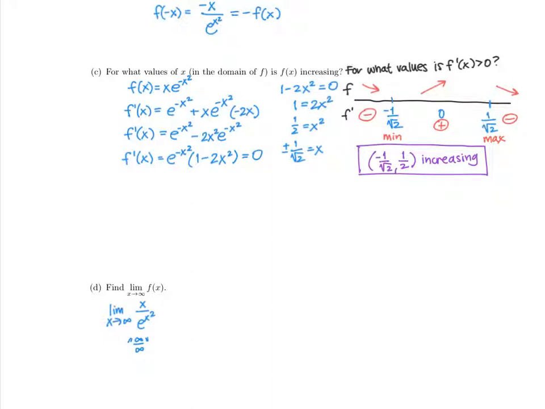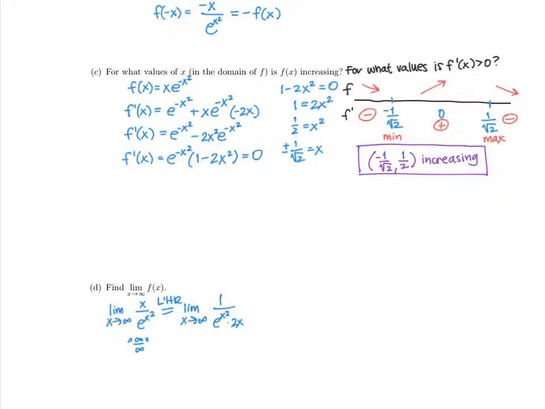So this means that the limit as x approaches infinity of x over e to the x squared will be equal to the limit as x approaches infinity of the derivative of x over the derivative of e to the x squared. It's really important to realize that those limits are equal, not that the limit is equal to the derivative of x over the derivative of e to the x squared. The limit is equal to the limit of the derivatives over each other. And this is very exciting.